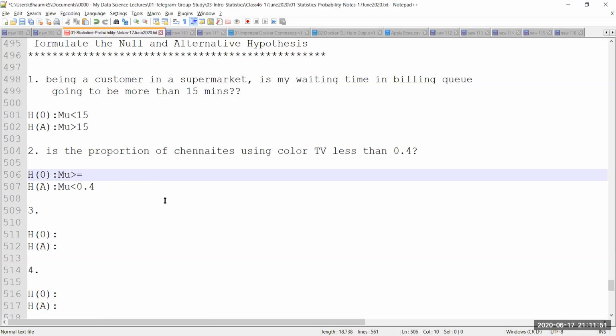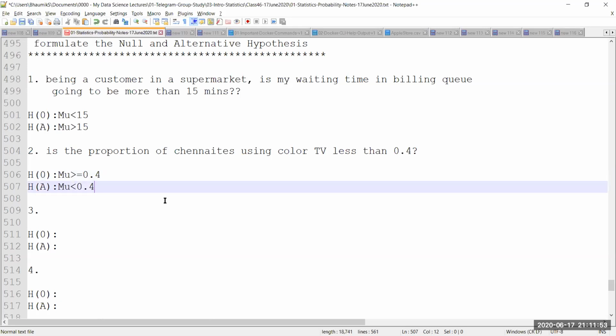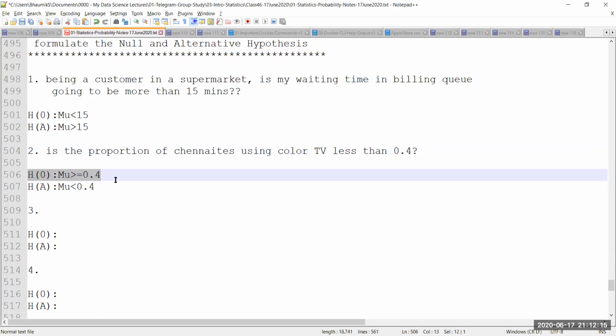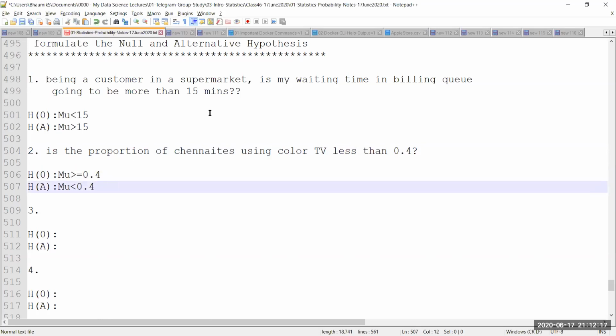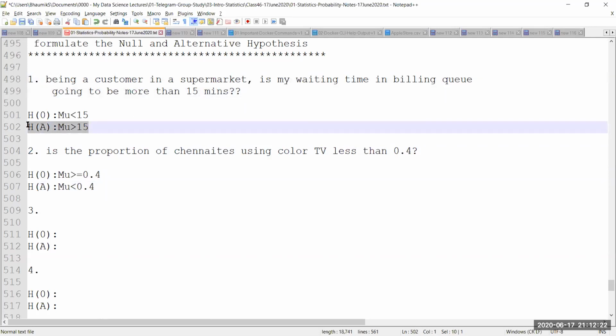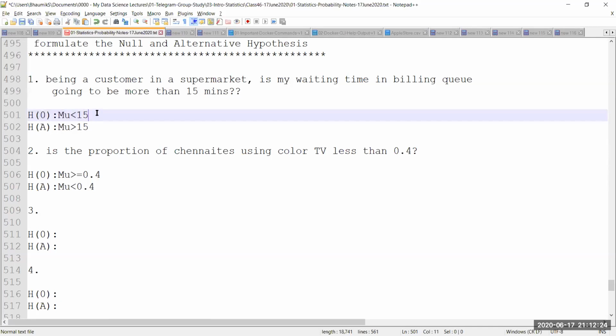Then the other side should be something like this. In this case, what I am trying to prove is going to be my alternate hypothesis. So mu less than 0.4 is going to be my alternate hypothesis. Why? Because that is what I'm interested to prove. The opposite of the alternate is going to be the null hypothesis. So simply put, you take the question and see what you're trying to prove, it becomes the alternate, and the opposite is going to become the null.